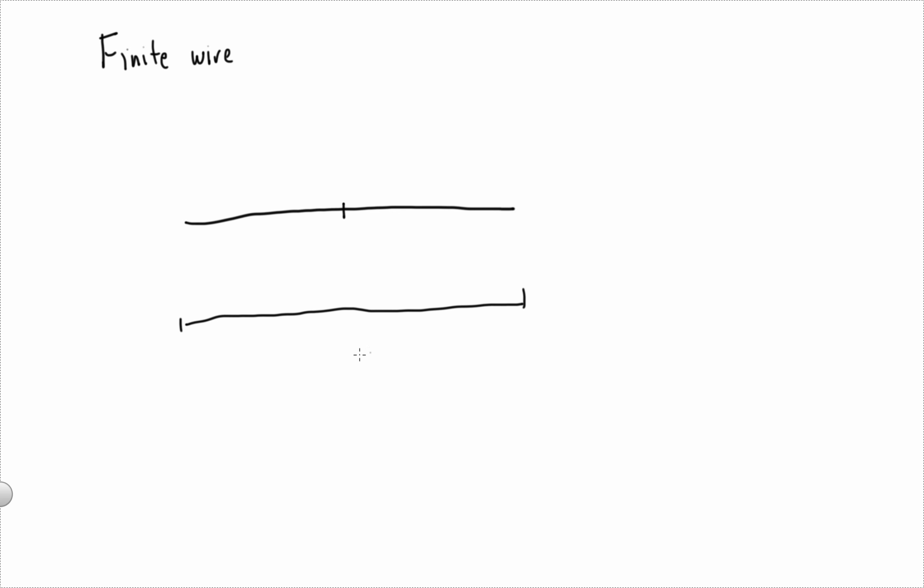All right, so in this example, we are going to find the magnitude and direction of the magnetic field above a finite wire. So let's draw our finite wire. And let's say that this has a length of 2 times L. We're going to go from minus L to plus L.